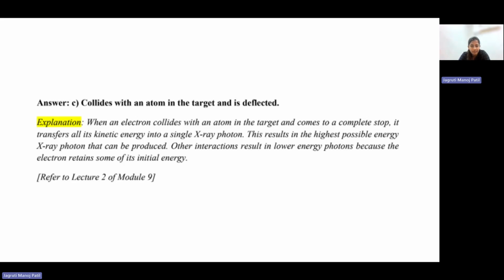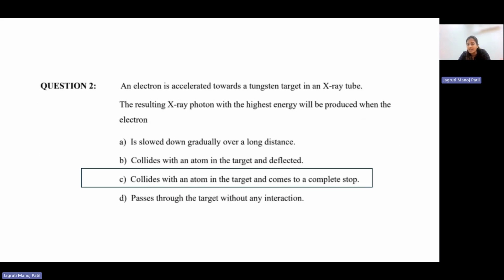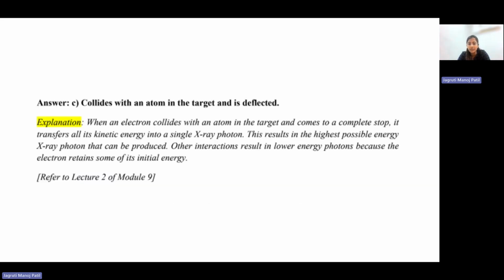This one's also wrong. When it comes to an incomplete stop: when an electron collides with an atom and comes to a complete stop, it transfers all its energy to a single photon, which results in the highest possible energy photon that can be produced. Other interactions result in lower energy ones because the electron retains some of its energy. So I guess the answer is C here. When it collides with the target and comes to a stop, at that point the highest energy photon would be produced, not when being deflected. I thought it's being deflected because then only it will go back and get detected. But okay, I also got confused by this one.